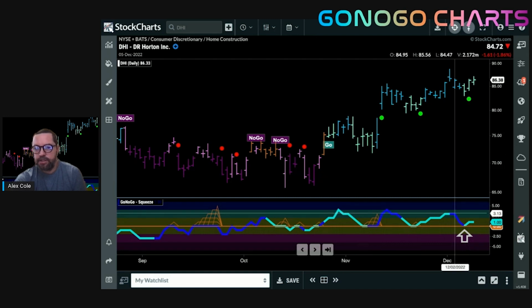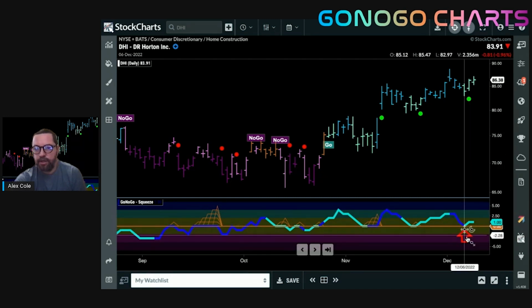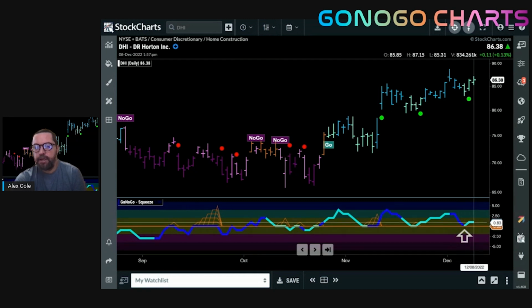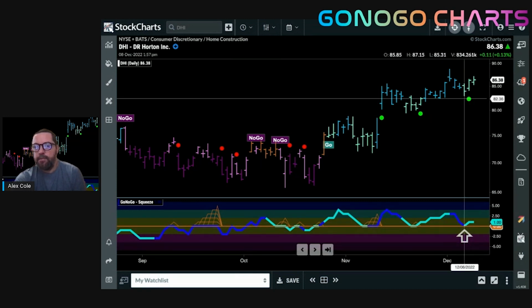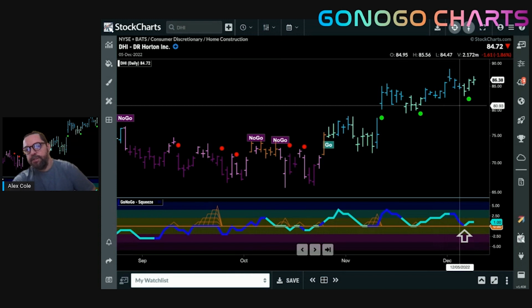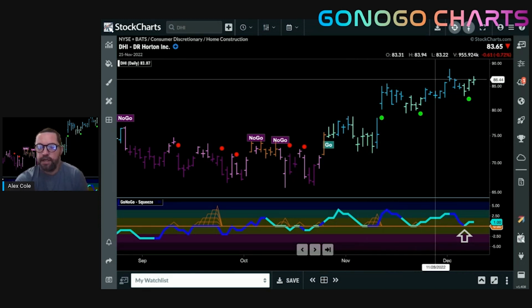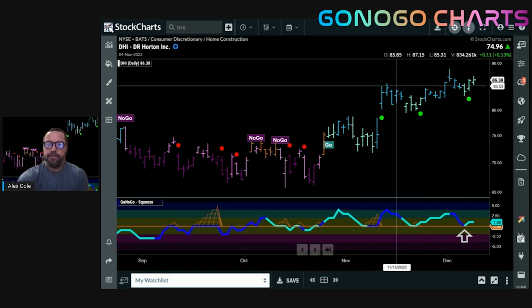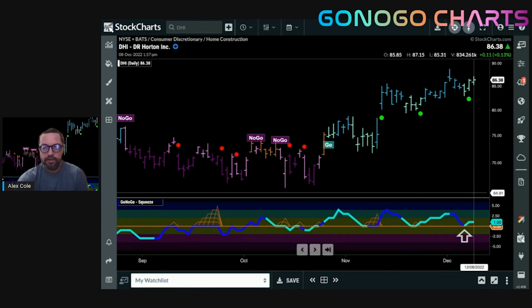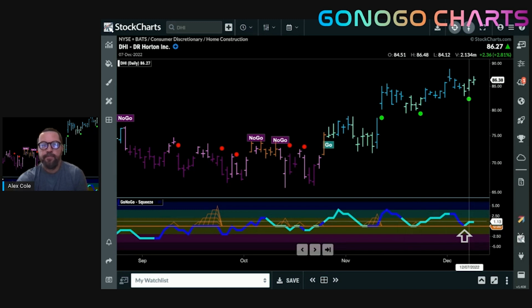So the oscillator finding support, rallying off the zero line, immediately bouncing back into positive territory. That's an opportunity to make the case that we are in a go trend and we are seeing momentum on the side of that trend. So DHI looks strong currently, making a series of higher highs and higher lows with that support this week.